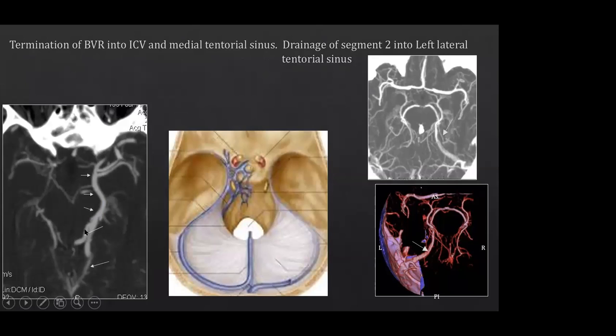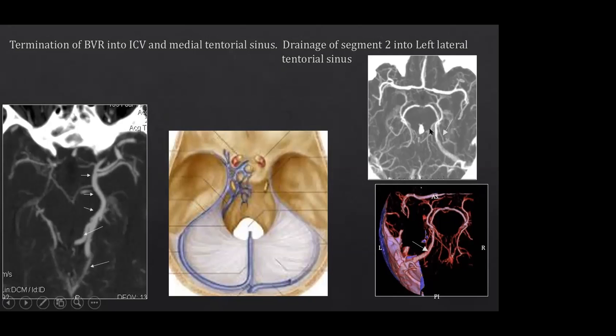And again, I've shown this example of how the basal vein is terminating on the medial aspect of the tentorial hiatus. So this is the tentorial hiatus here, and this is the medial aspect of it. But not only is it draining into the internal cerebral vein, vein of Galen complex around here, but also into the medial tentorial sinus, which is again shown over here. This is actually the lateral tentorial sinus. This is another patient, so another unusual example of venous drainage.